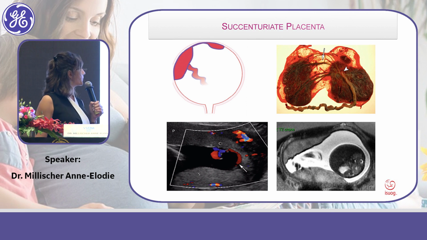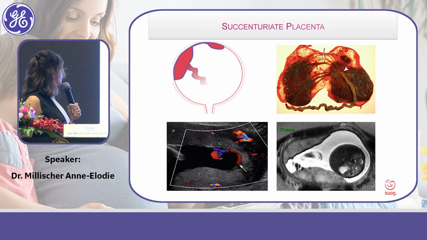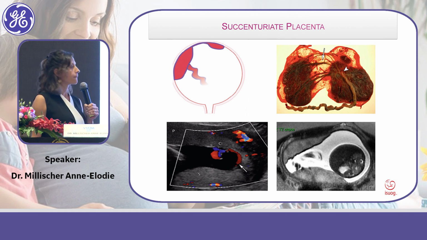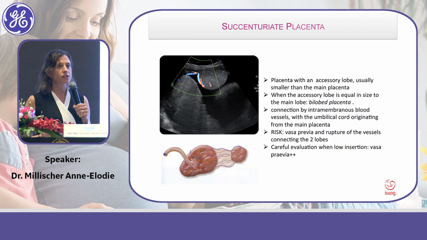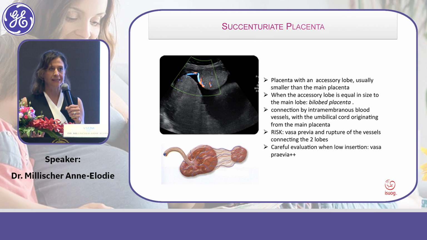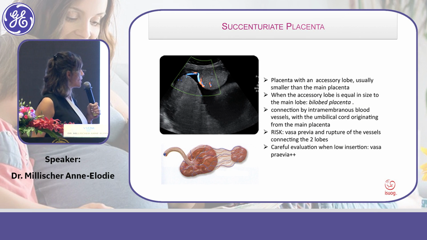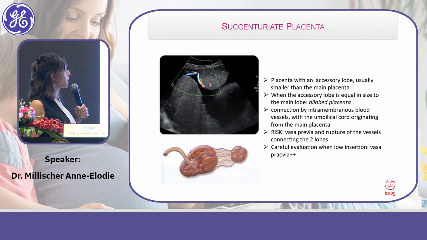Trong cái bánh nhau phụ này mình sẽ thấy bánh nhau nó có hai thùy, một thùy lớn và một thùy nhỏ, và cái mạch máu nó sẽ chạy ngang qua cái giao diện giữa hai cái thùy này. It does not provide any placental insufficiency, but the only risk is when the placenta is low-lying. It can provide vasa previa, and the risk of the rupture of those vessels connecting the two lobes.